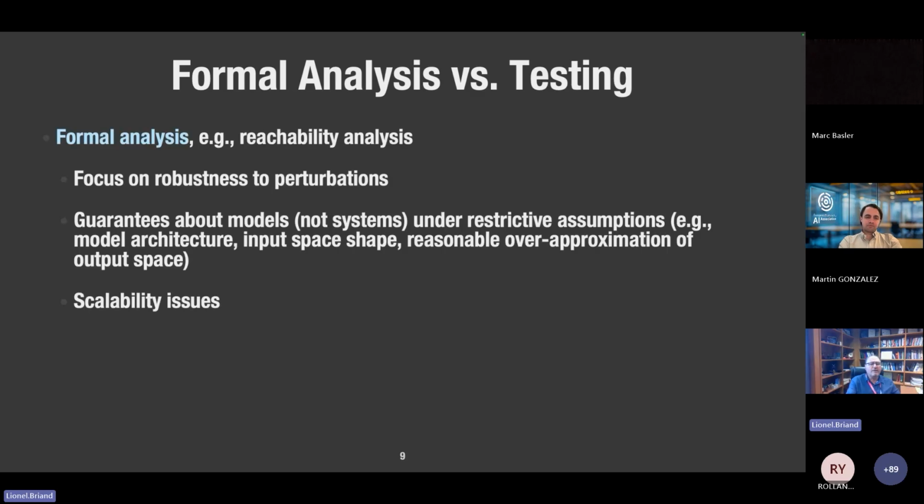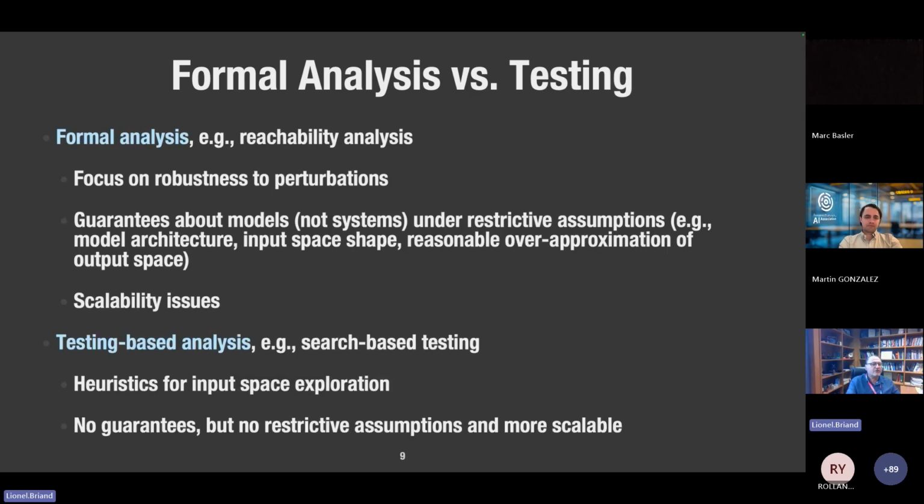So in the literature, you have two approaches, basically. You have people who try some form of formal analysis, such as techniques based on reachability analysis, that are very often focused on robustness to perturbations, and that under very strong assumptions could provide guarantees about the models. And often there are also scalability issues with those techniques.